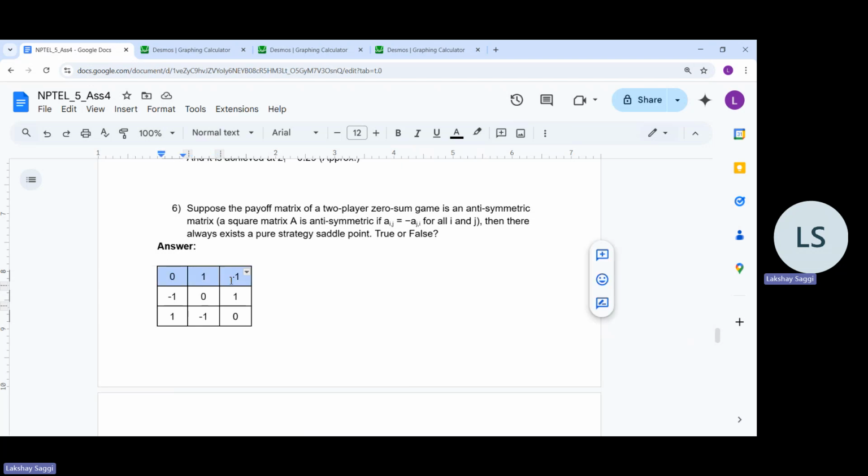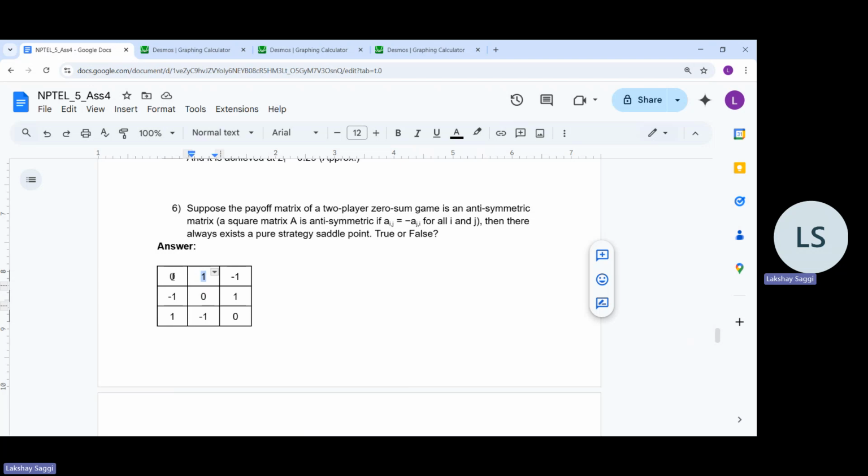If the row player chooses row one, then the maximum here will be one. The column player will choose this one. Similarly, if the row player chooses row two, then again the maximum will be one. Similarly, if the row player chooses row three, then again the maximum will be one. So between these three, the row player can choose any of them because all of these are ones. So the row player's security level is equal to one.